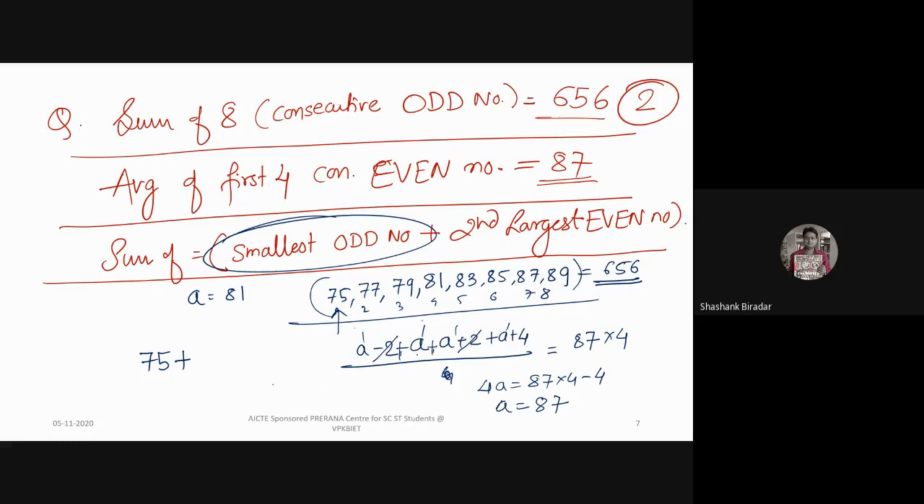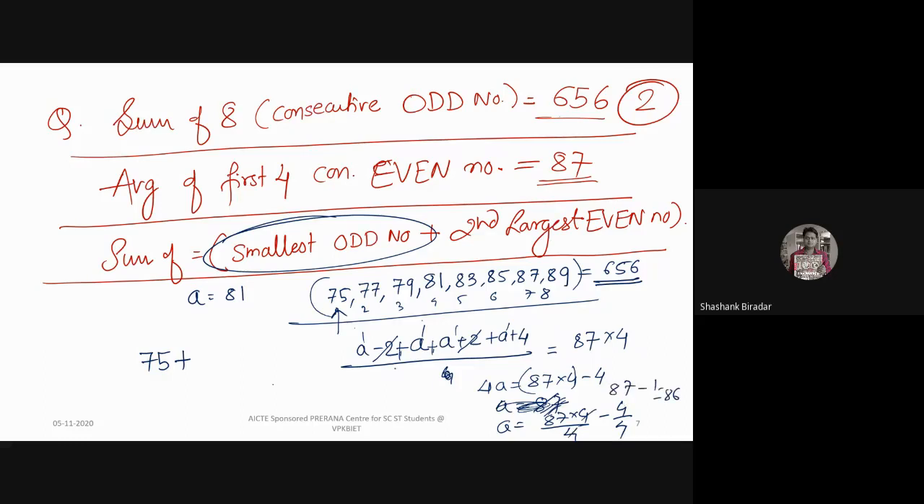If I put this A over here, not 87, I guess. 86 now. Yes, sir, 86 is A. Because A equals 87 multiplied by 4 divided by 4 minus 4 divided by 4. So this 4 gets cancelled, 87 minus 1, that is 86.